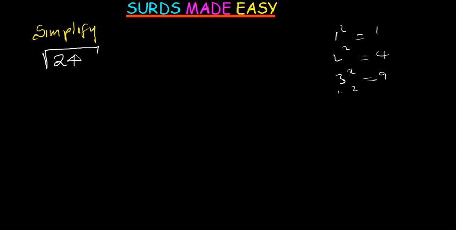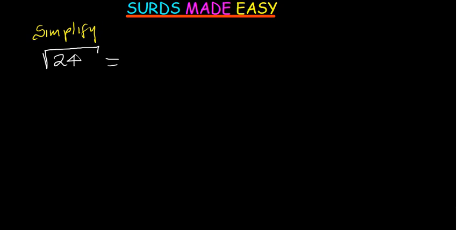So what we are going to do with 24 is start dividing by the smallest square number that you know. The smallest square number is 1, but don't divide by 1, because 1 divides into anything and gives the same thing. So go to the next square number. What's the next square number after 1? It's 4. So try to divide 24 by 4 if it can. If it can't, then go to the next square number.